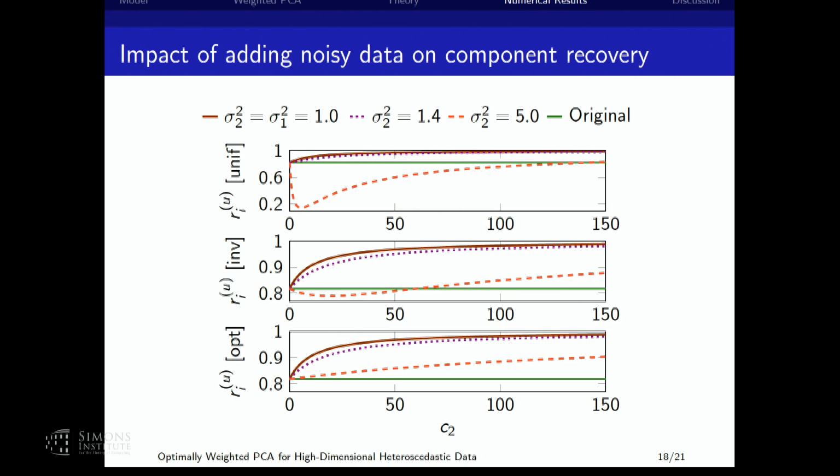But when we have inverse noise variance weights, we have the same curve. So at first, adding some noisier data does do detriment to this weighted PCA. But for the optimal weights, that curve will never go down because it will weight those very aggressively such that we always get improved recovery.